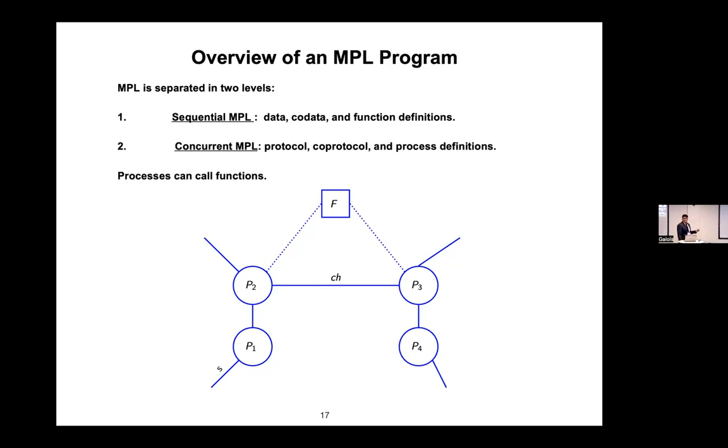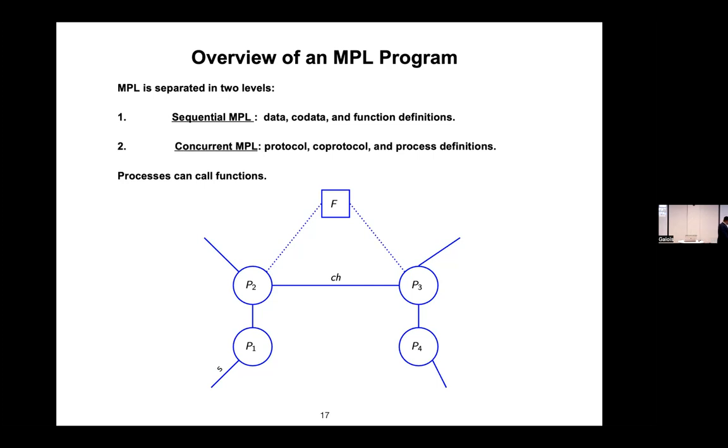The solid line between these circles represents a channel. This channel allows any two processes connecting it to share information. So here P2 and P3 can share information amongst themselves. They can send a value, they can receive a value along channel CH.